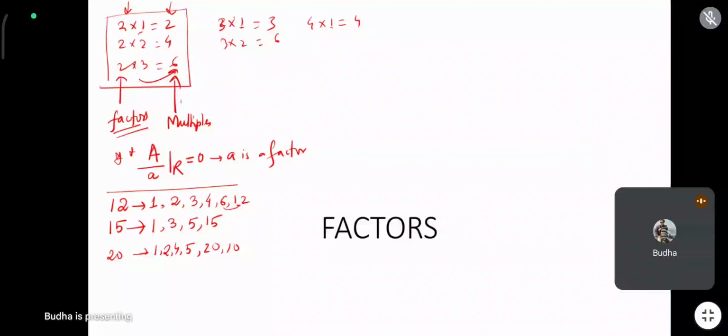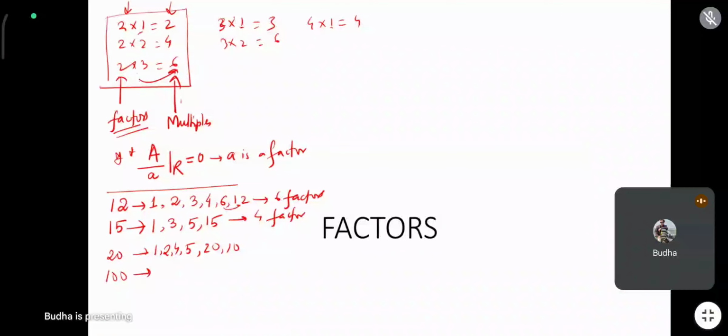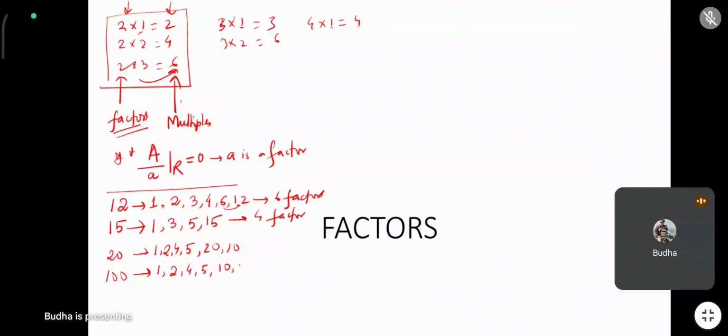Now you may wonder why the number of factors are different. You see here there are 6 factors and here only 4 factors. Despite 15 being larger than 12, it still has a lesser number of factors. If you look at 100, a much bigger number compared to the others, I'll have 1, 2, 4, 5, 10, right? And then 20, 50 and 100.